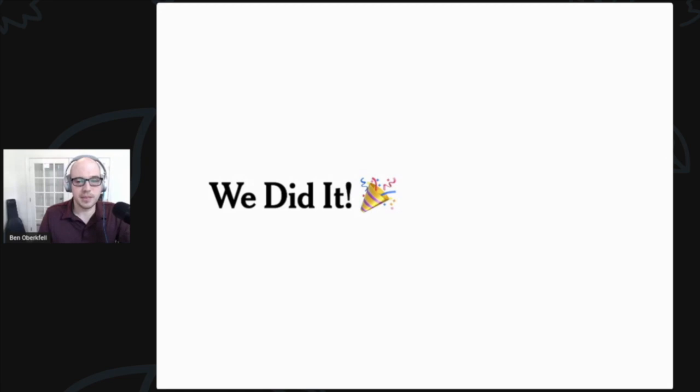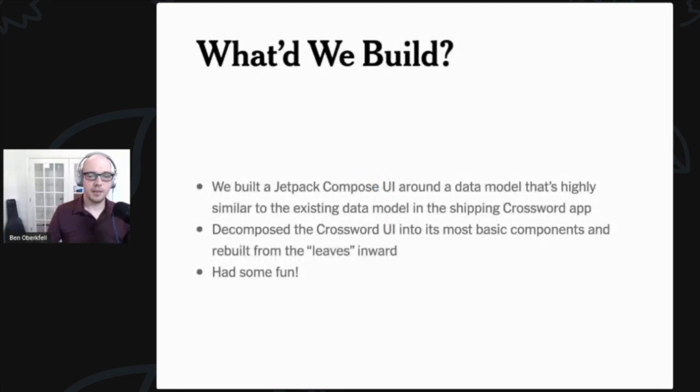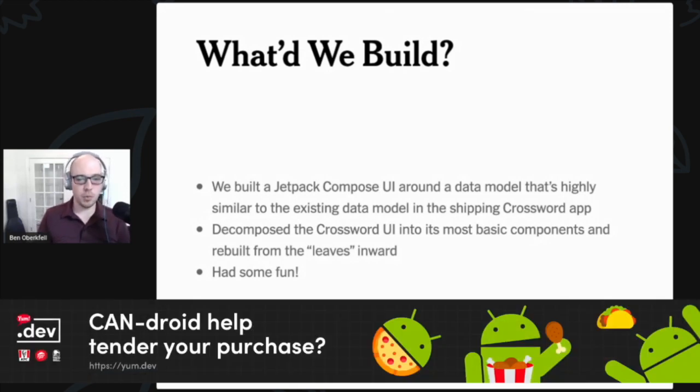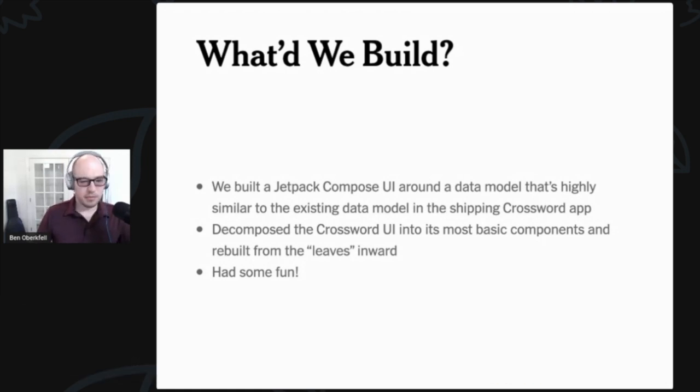So we did it. What did we do? We built a Jetpack Compose UI around a data model that's pretty similar to what we use in the shipping crossword app. So it's an easy idea for us to think about when we're prototyping, and maybe an easy lift from a prototype to something we might someday actually use. We also decomposed the UI into its most basic components and then rebuilt it from those leaves of the tree back inward. And hopefully we had some fun doing it.